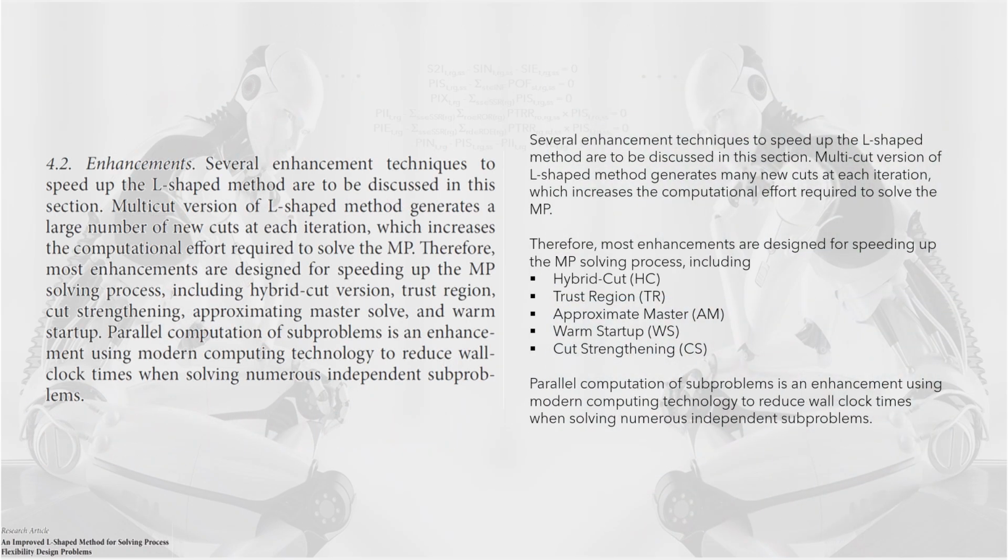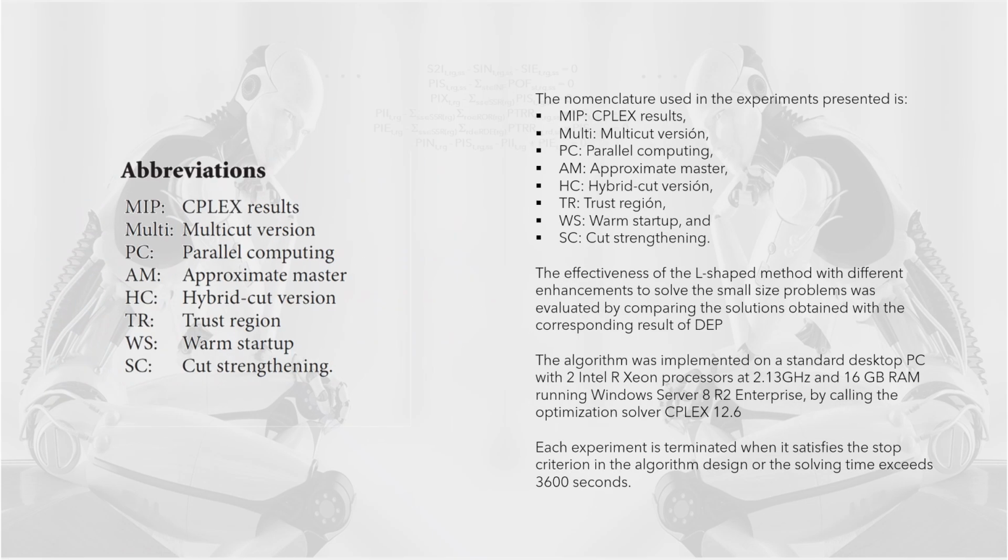Several enhancement techniques to speed up the L-shaped method are to be discussed in this section. The multi-cut version of the L-shaped method generates many new cuts at each iteration, which increases the computational effort required to solve the MP. Therefore, most enhancements are designed for speeding up the MP solving process, including hybrid cut, trust region, approximate master, warm startup, and cut strengthening. Parallel computation of subproblems is an enhancement using modern computing technology to reduce wall clock times when solving numerous independent subproblems.